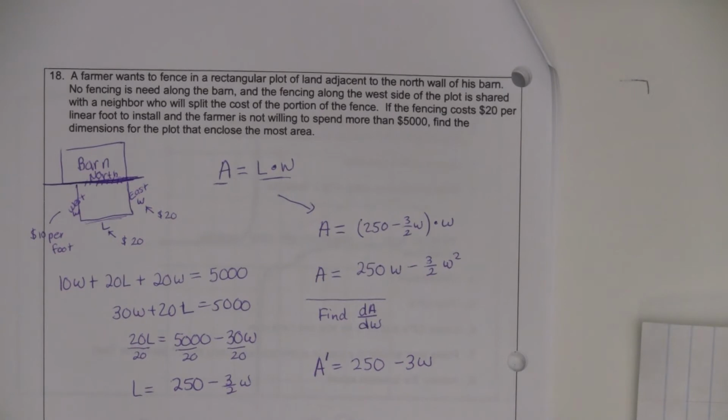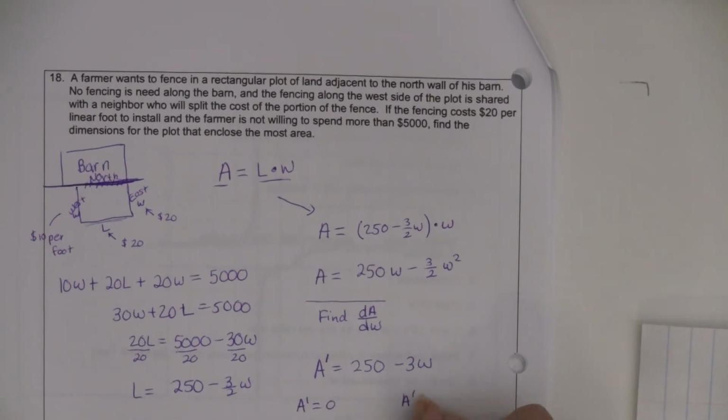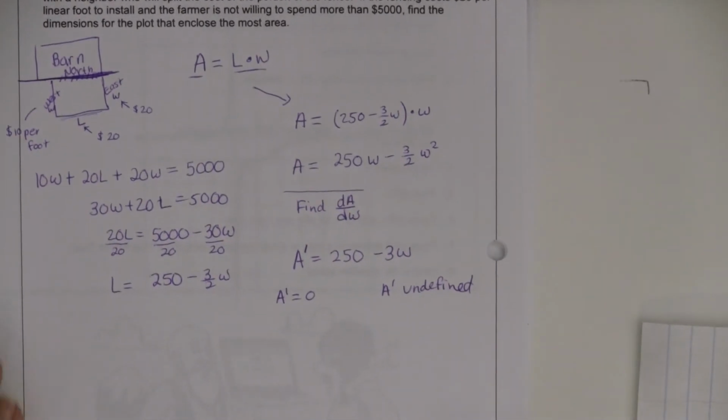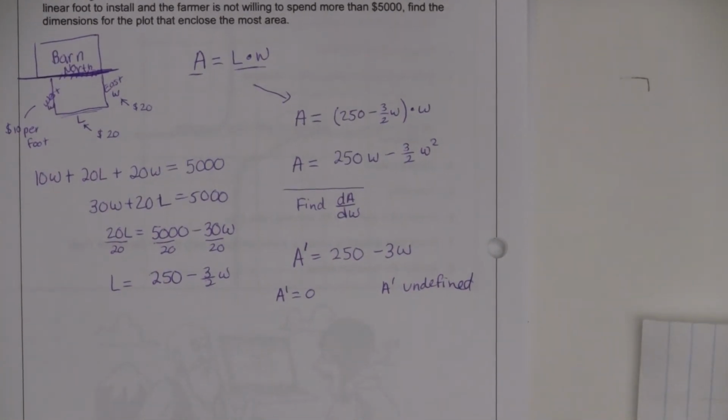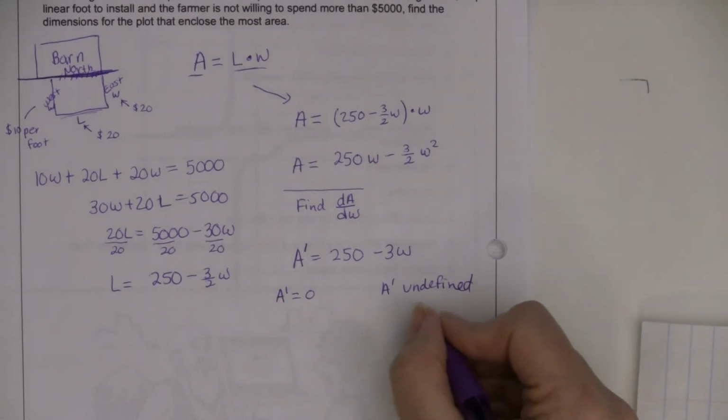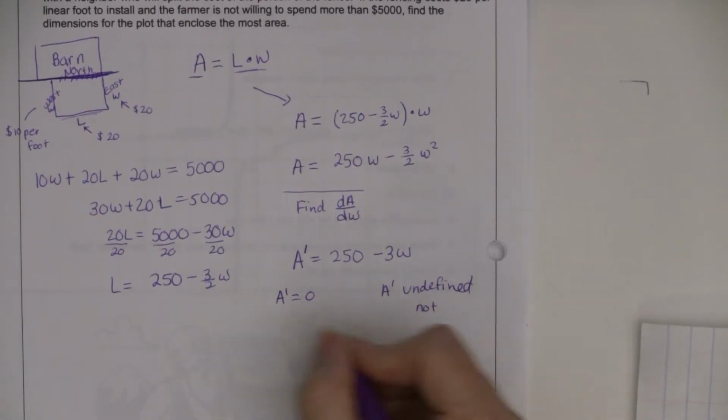And I want to know, when is my derivative equal to 0? And when is my derivative undefined? Because those are where my critical values are going to be. Am I almost off of my writing? I don't know if you could see that. So A prime equals 250 minus 3W, A prime equals 0, and A prime is undefined. Well, it's not undefined ever.